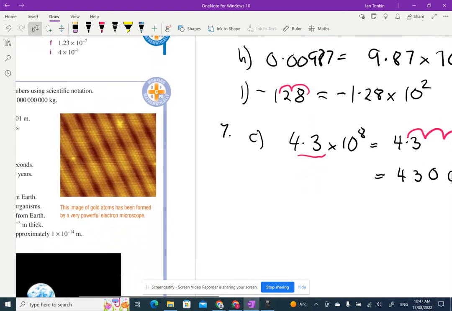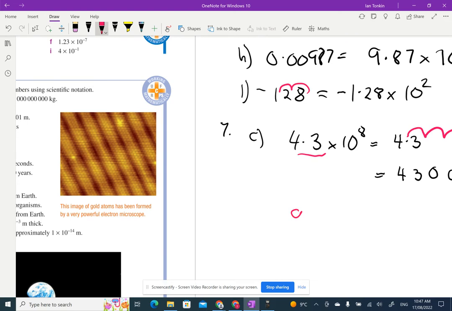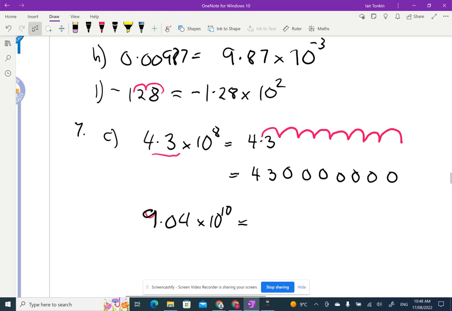9.04 times 10 to the power of 10. Now, if you do want a system, the number of decimals in the number are going to take up a spot. So, for example, there's 1 decimal there. It's going to take 1 of those, and I'll have 7 zeros. I've got 2 decimals here, so I'm going to take 2 of those to fill those spaces, and then I'm going to have 8 zeros. Let's just see how it works.